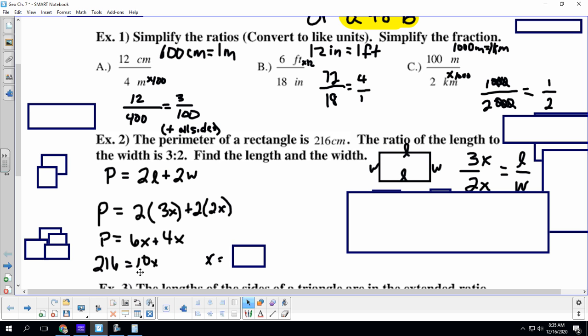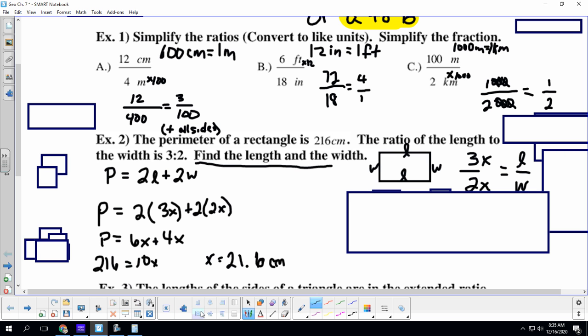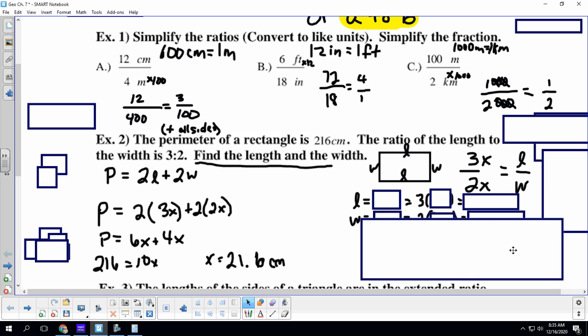Divide both sides by 10. I erased some of it. And x is equal to 21.6 centimeters. Yay, we have x. We want to find the length and the width. Oh, so we have to go. Length is 3x, width is 2x.